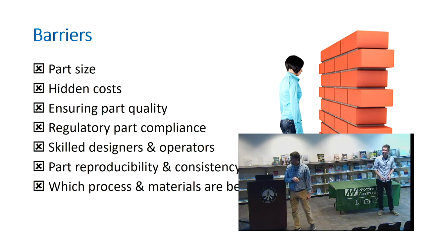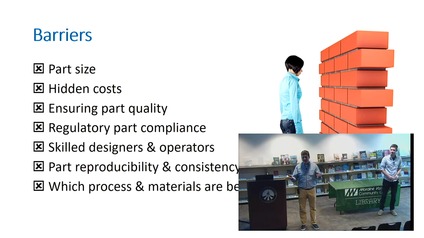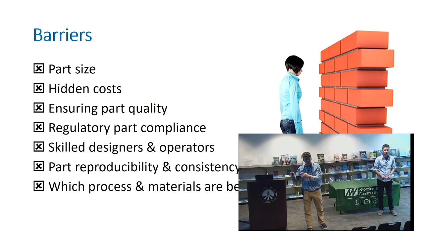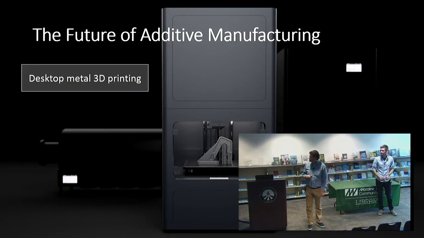Part reproducibility and consistency, that's an issue. If we print two parts on the same machine, are they the same? Are they made the same, or do they have the same porosity, strength, durability, toughness, all those issues? And finally, the old question of, hey, which process is better? Should I do metal? Should I use powder bed fusion? Should I do directed energy deposition? Which way should I go with this? And then which materials are going to be best? This is the future of additive manufacturing.